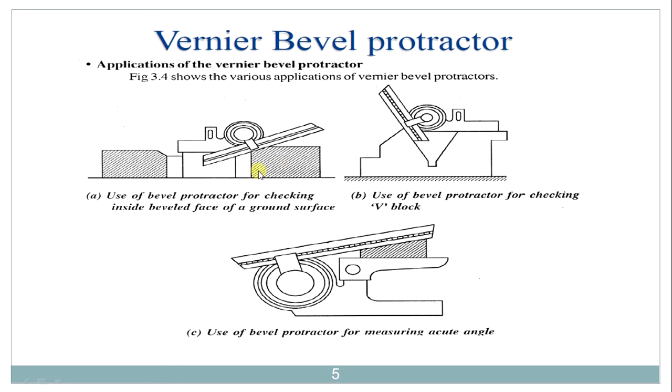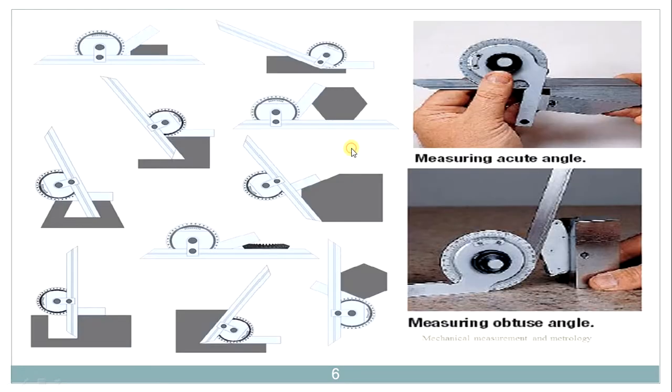Then there are a number of applications. Here we have used the bevel protractor for checking the inside bevel face of a ground surface. Likewise, the bevel protractor for checking the V block dimensions or V block angle, and then we have the V block protractor for measuring the acute angle. So a number of options are there, and you can measure different angles.